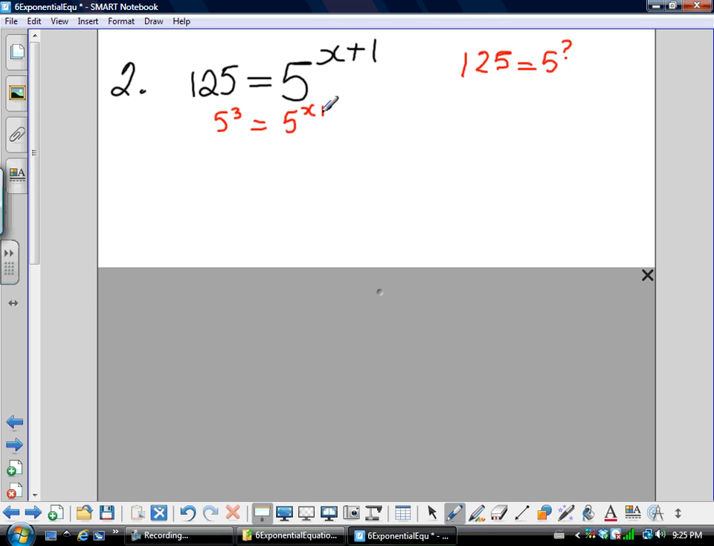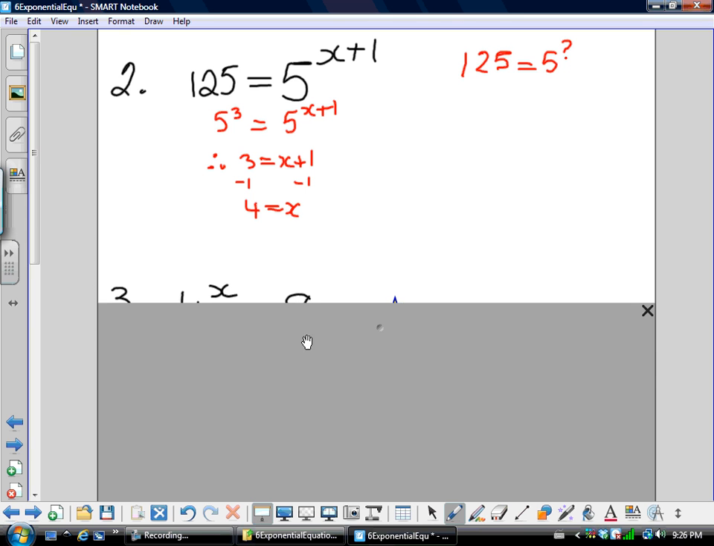and what I need to do now is my bases are the same. They're both 5. Therefore, the 3 has to equal the x plus 1. Now it's much easier to solve for my x. I'm going to subtract 1 from both sides, and I end up with 4 equals my x.